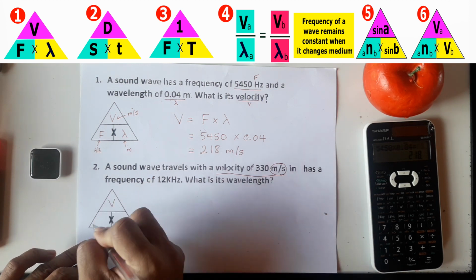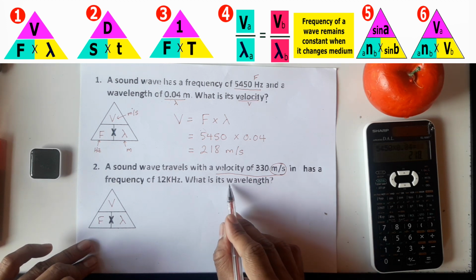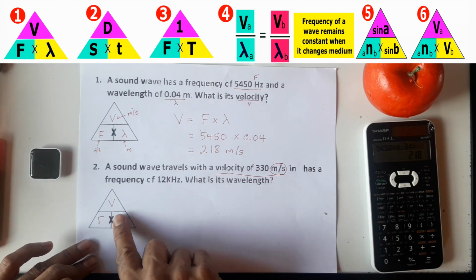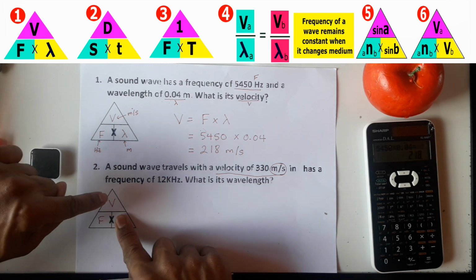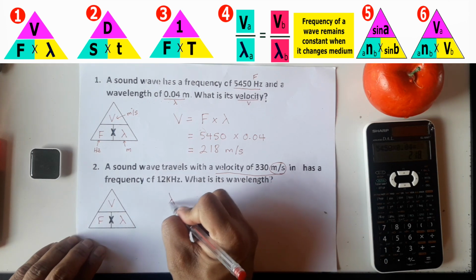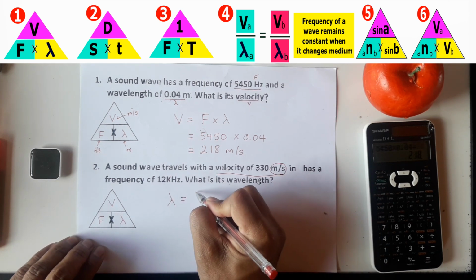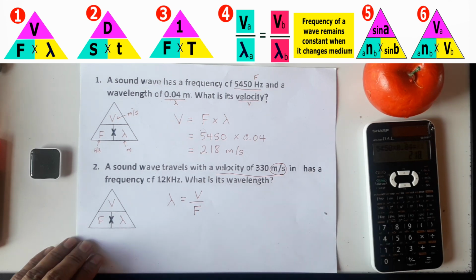So velocity is frequency multiplied by wavelength. We are trying to find the wavelength. So to find wavelength, we block the wavelength symbol and we end up with velocity divided by frequency. So to calculate wavelength, all we have to do is take the velocity and divide it by frequency.